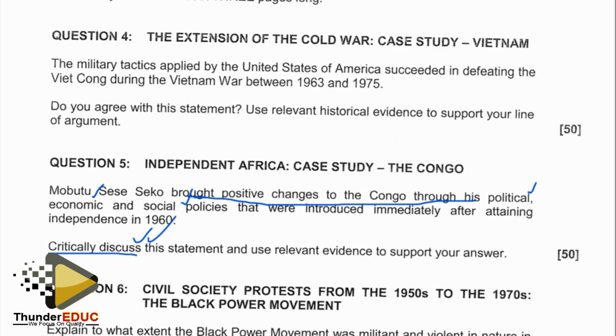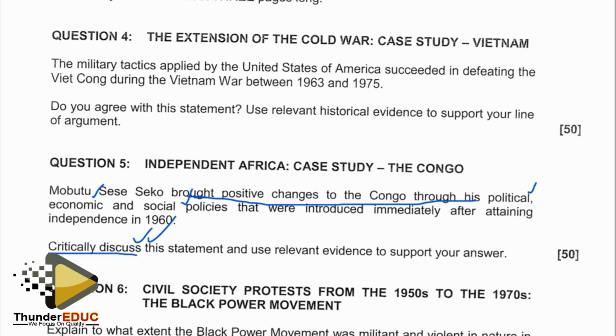What you need to do in your line of argument is adopt a line of argument which shows that you are approving the statement or disapproving the statement. What are we saying here? Approving the statement, you are saying that the statement is historically correct, that Mobutu brought positive changes to the Congo. And which will also mean that your argument will be biased towards that more than the other side.